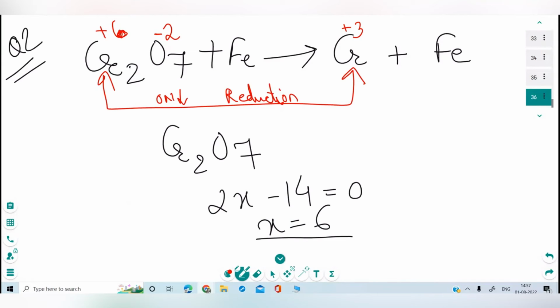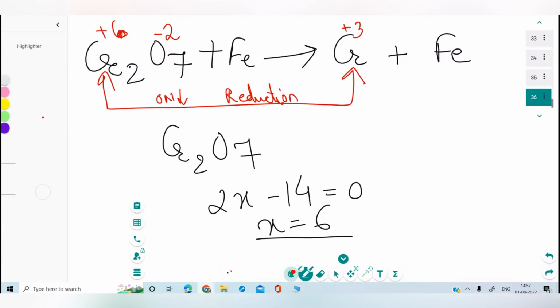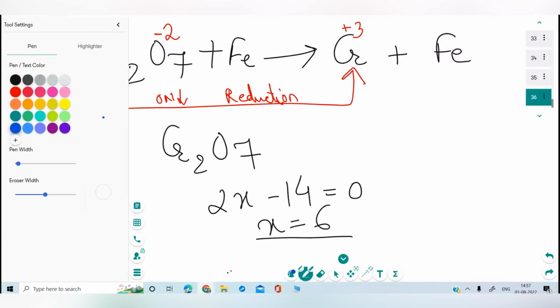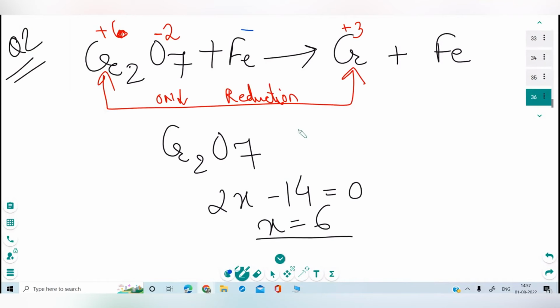Now let's talk about Fe. What is the condition? We have to balance the charges also. So I'll change the pen for this one. This will be plus 2 and this will be plus 3. Why? Because iron can take ferrous and ferric, plus 2 and plus 3, both states. Secondly, if you see here, plus 2 minus 2 will cancel and only plus 6 will remain. Here 3 plus 3 is 6.